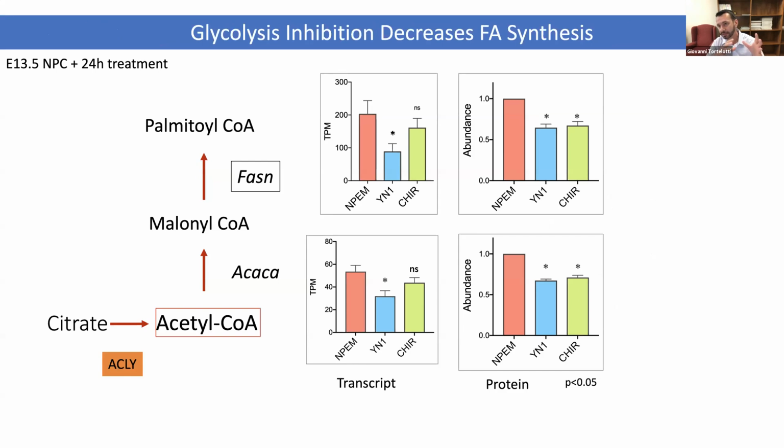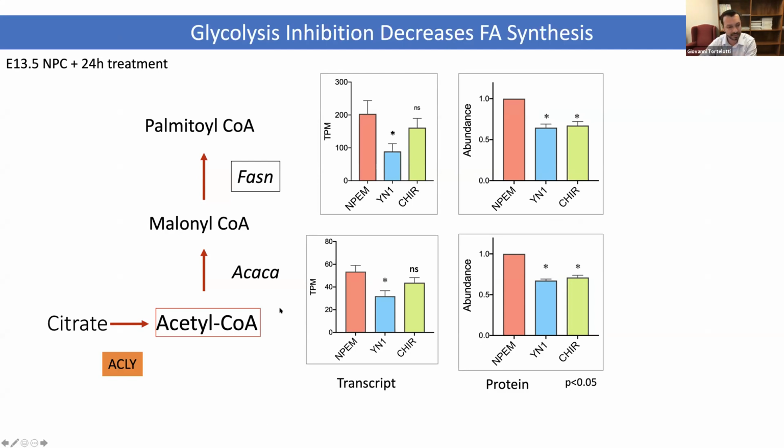Now let me talk a little bit about the other branch, right? Fatty acid synthesis. So we look at the enzymes involved with fatty acid synthesis also, and what we saw was a downregulation in both RNA level and protein level in both treatments with YN1 and KIR. So this pathway is also downregulated. It makes sense because acetyl-CoA is a key molecule common to both pathways. If we now bring down the pool of acetyl-CoA, the amount of acetyl-CoA inside the cell, it makes sense to us to observe this downregulation. This downregulation, again, correlates with cell differentiation in the kidney.